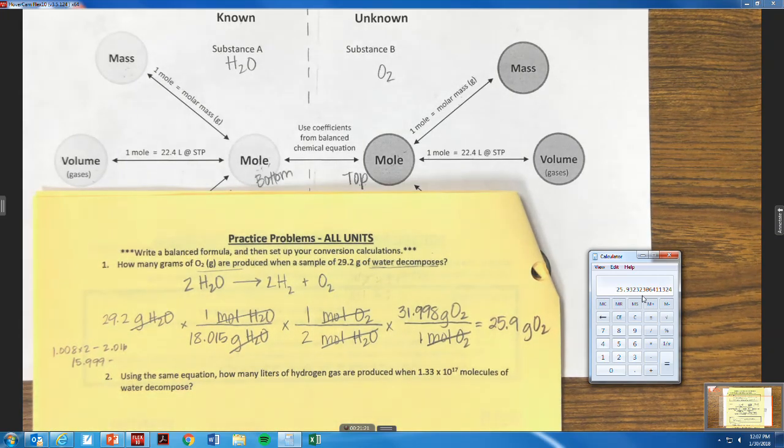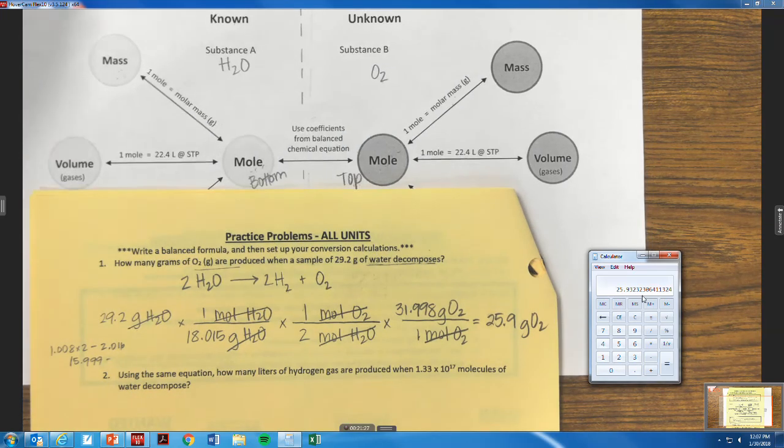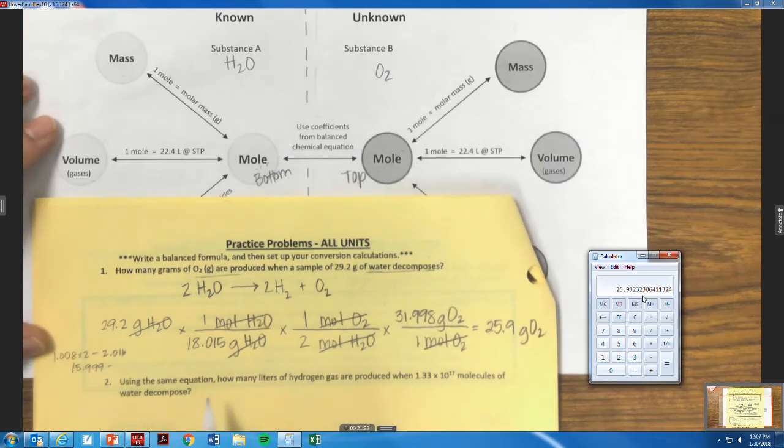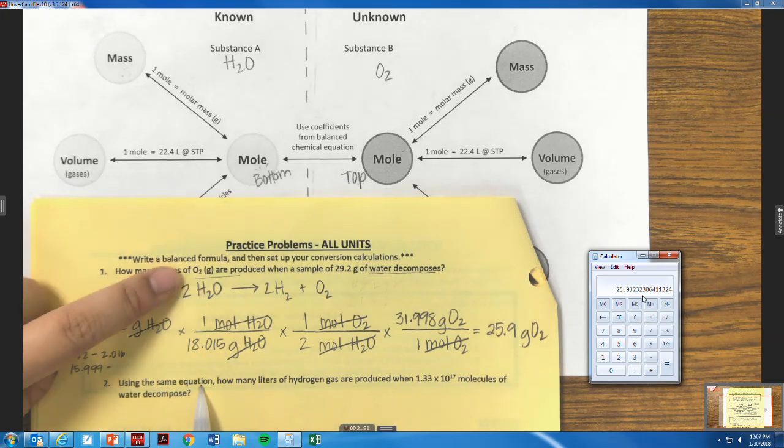Okay, so really quickly, I'm also going to go ahead and do number 2. Number 2, using the same equation, so this equation right here.